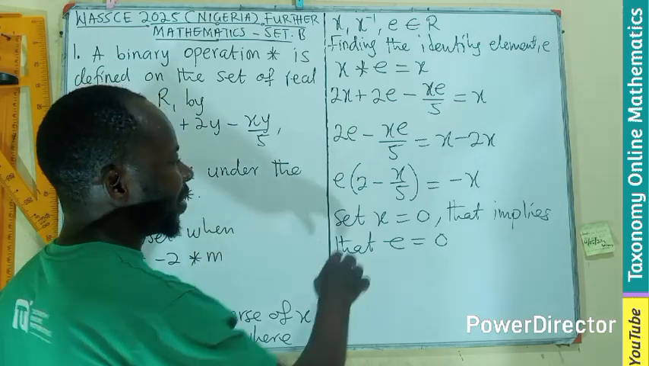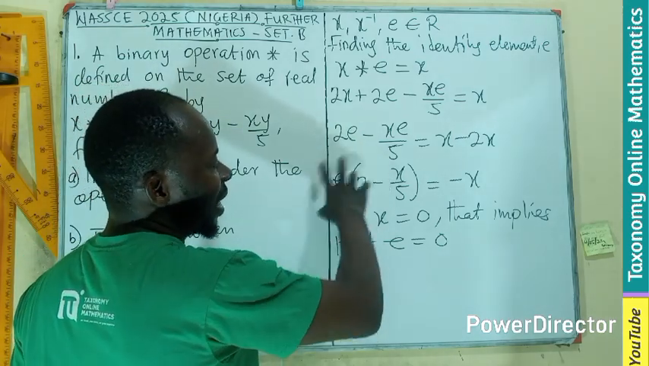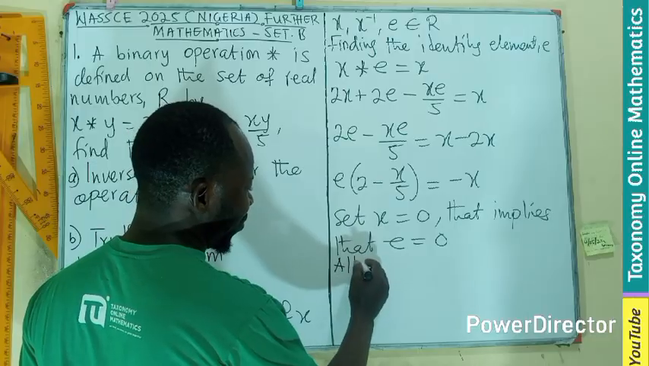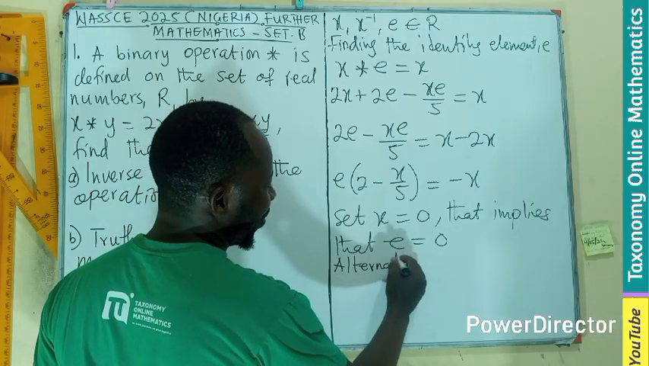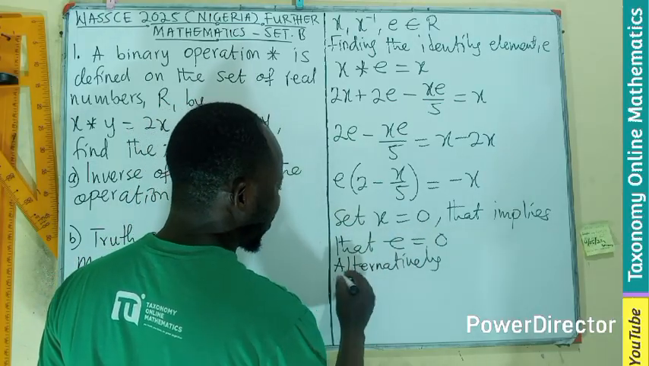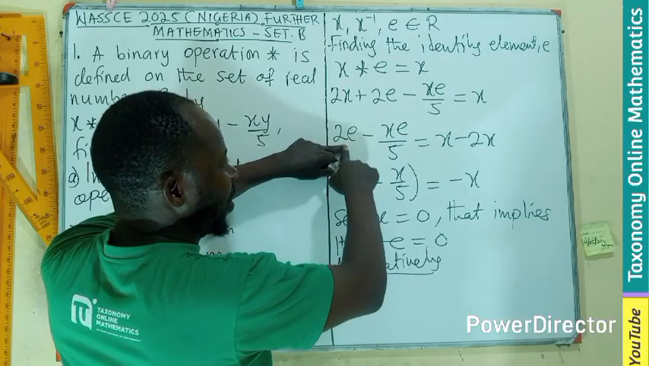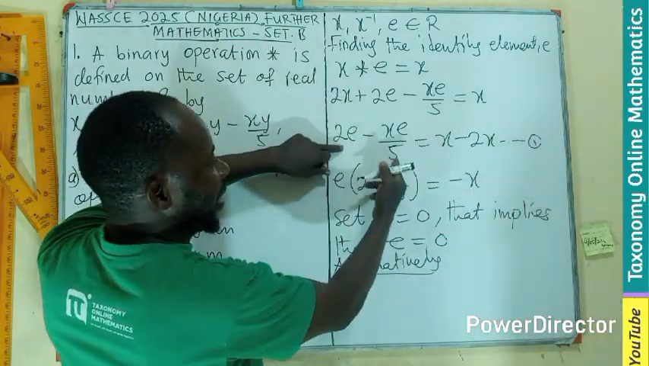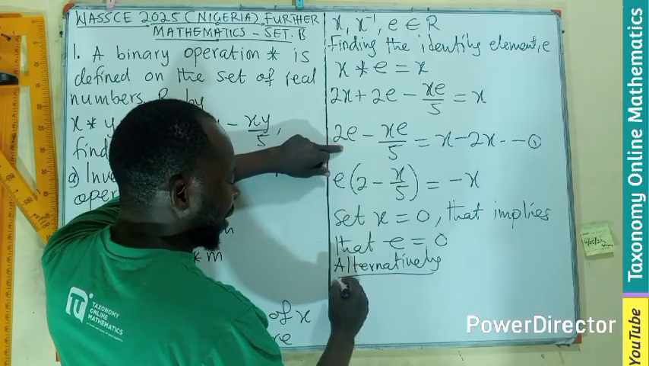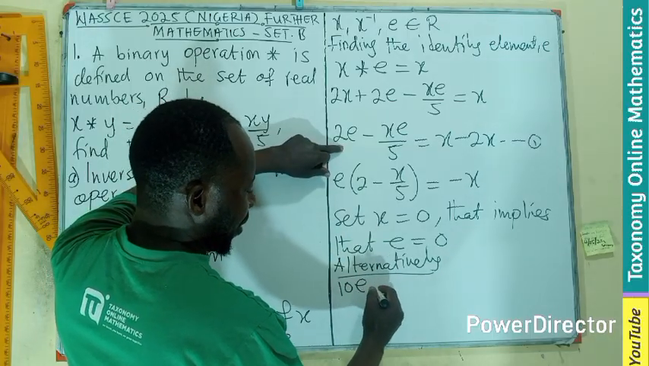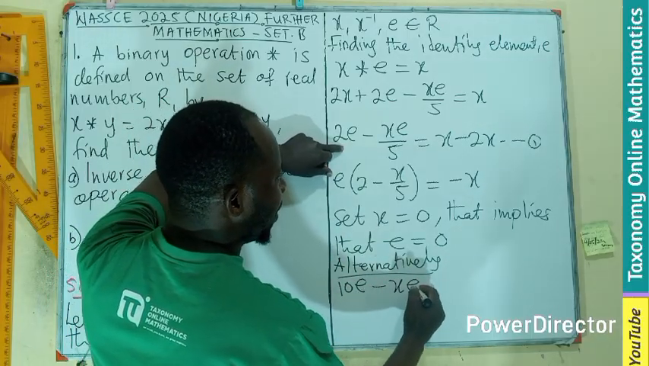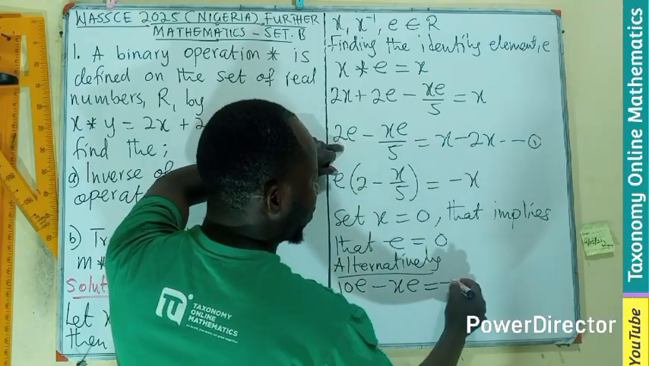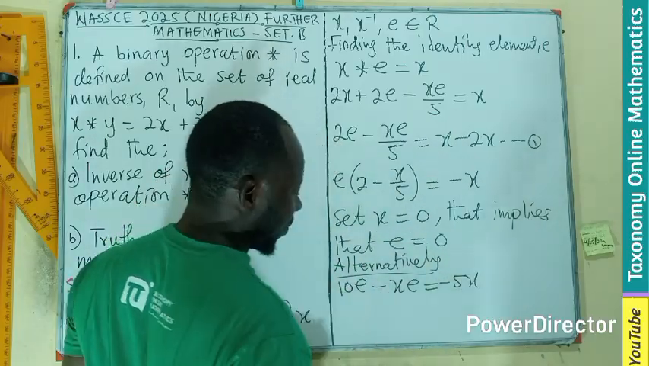The other way is this: when I get to this place, I multiply. The space I am trying to conserve, I think I have to still work it out. So from here, let me call it equation 1, I multiply through by the denominator 5, making it 10e minus xe equals, here I will be using this as minus 5x.